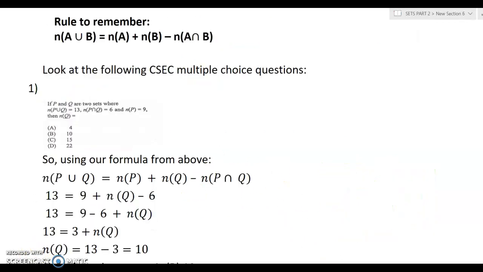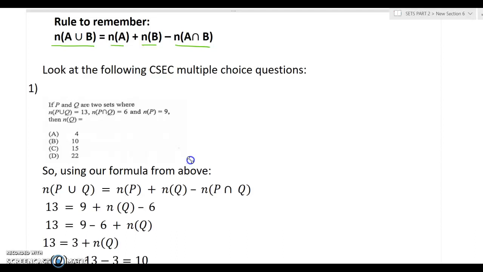So we're starting the CSEC multiple choice questions. This one here I'm going through with you first. Here we have a rule to remember. This rule says the number of members in A union B is equal to the number of members in A plus the number of members in B minus the number of members in A intersect B. So let's look at this question in particular. I'll just increase the size a little bit so you can see it.